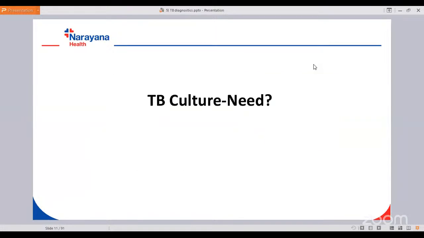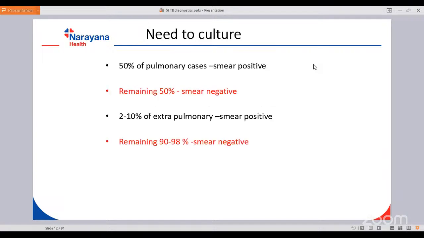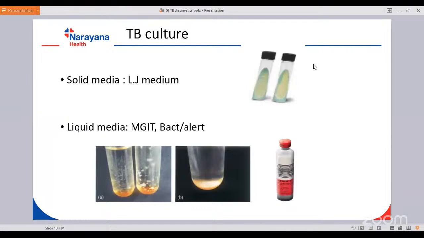So my question is, there is an AFB smear, is there a need to do TB cultures? As stated earlier, in your pulmonary cases only 50% get picked up by smears, the remaining 50% are smear negative. In extrapulmonary, only 2 to 10% of cases are smear positive, and the remaining 90 to 98% of cases are smear negative, because it's a paucibacillary condition and therefore it doesn't get picked up. And therefore, there is a need to do TB cultures.